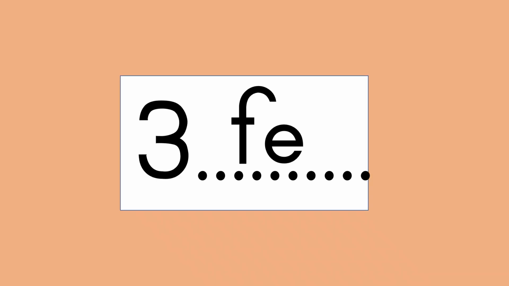Next to number 2, I wanted you to write the sound G. The G and the R together says G. If you wrote that, give yourself a tick. Next to number 3, I wanted you to write the sound Fe. The F and the E together says Fe. If you wrote that sound, give yourself a tick.